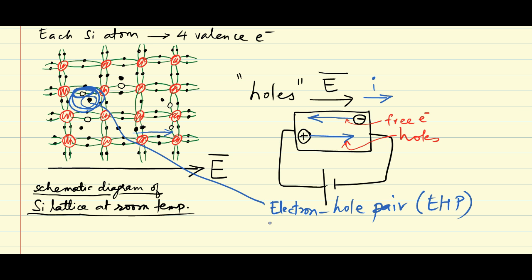Now when we talk about pairs, the implication is the number of free electrons is going to be equal to the number of holes, and that's obvious because the silicon lattice or the silicon crystal as a whole is electrically neutral, and therefore the number of negative free electrons must equal the number of holes, which are of course positively charged.